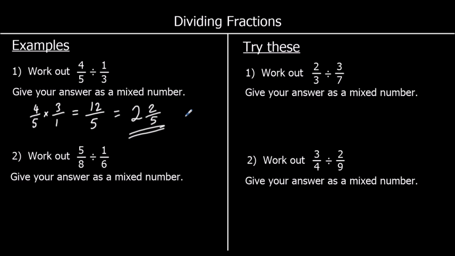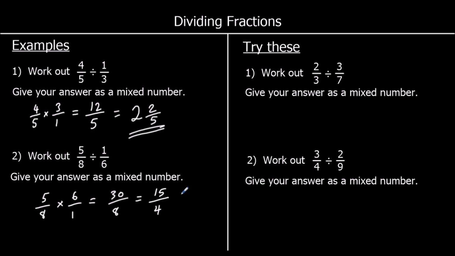Question 2. 5/8 divided by 1/6. Dividing by a 6th is the same as timesing by 6. So let's times the top. 5 6s are 30. Times the bottom. 8 1s are 8. We can halve top and bottom, so simplify it.